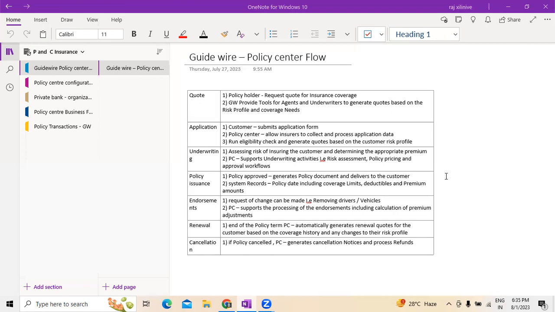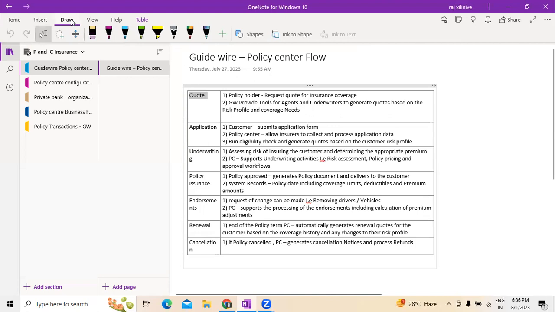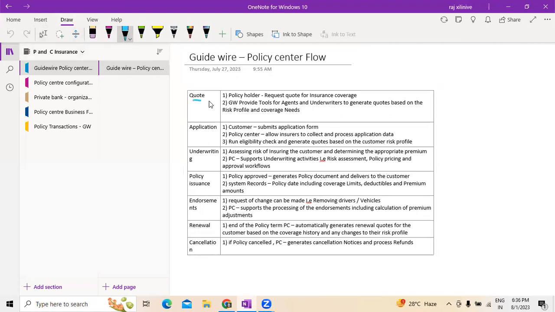In this video, I have divided this policy center flow into different stages. The first one is called quote. Second was application, which was the next flow, followed by underwriting. At the same time, policy issuance, followed by endorsements, renewal, and last but not least, cancellation. So these are the different process flows normally there in the Guidewire application.